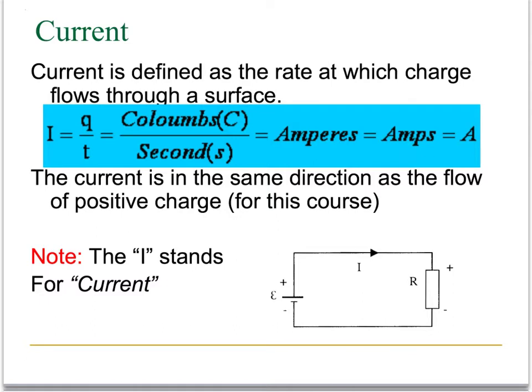The current is always the same direction as the flow of positive charges. That means it's opposite the direction an electron would move, because an electron is negative.